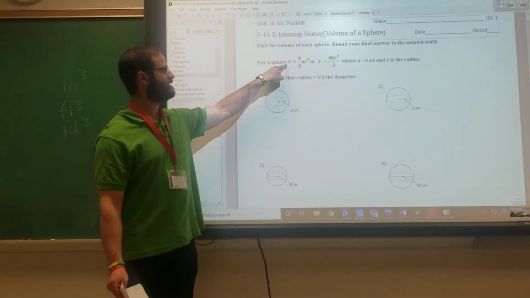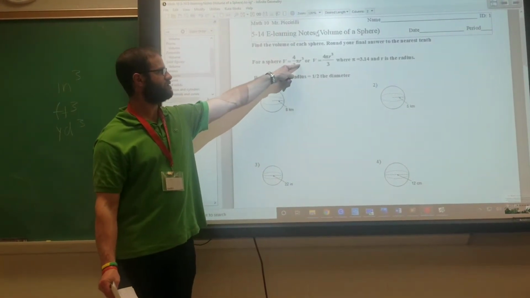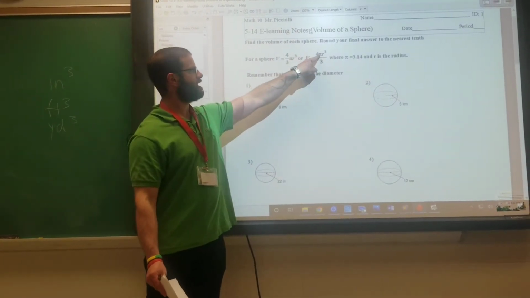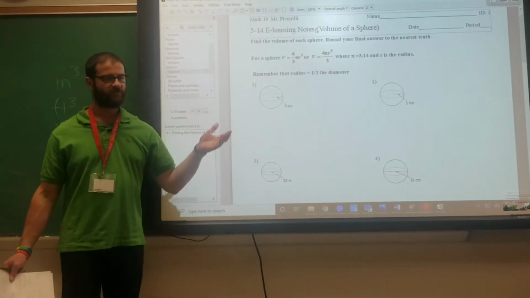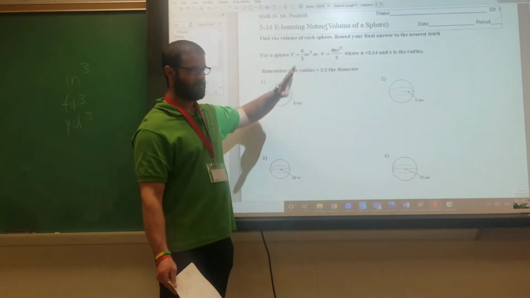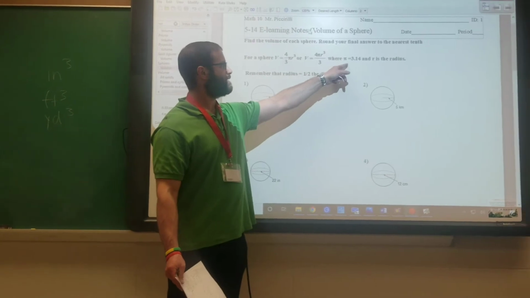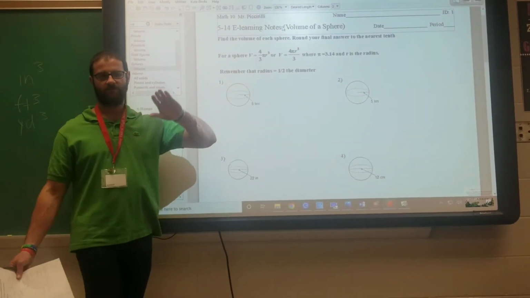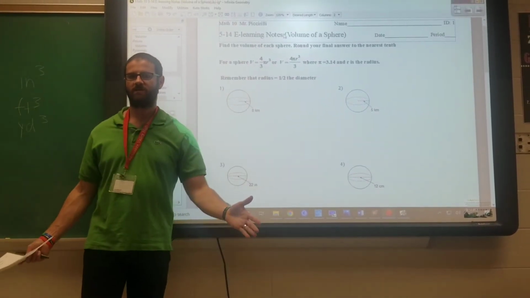So volume of a sphere is 4/3 times pi times r cubed, or radius cubed. An alternative way to do that would be 4 times pi times radius cubed, then divide by 3. Either version is fine to use. For our examples, we're going to use this one here. Pi, we're still going to use 3.14. Remember, if we happen to have the diameter instead of the radius, we have to divide by 2 first to get the radius before we calculate the volume.